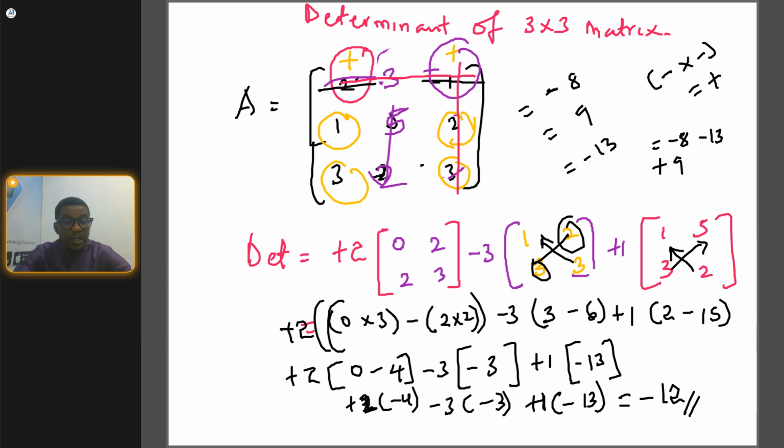If this is clear to us, please, let's kindly signify with a thumbs up. We are moving on to the last aspect of this topic, which is the inverse of a 2 by 2 matrix. Kindly signify if the determinant of a 3 by 3 matrix is clear to you. We are moving on to the last outline of this topic, which is the inverse of a matrix.